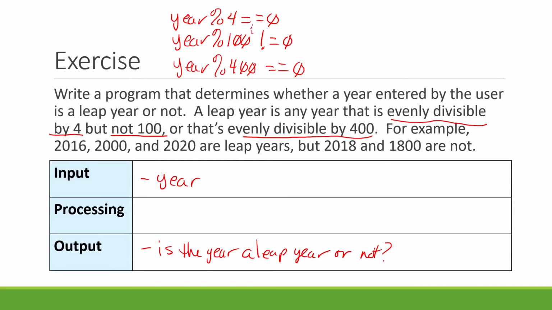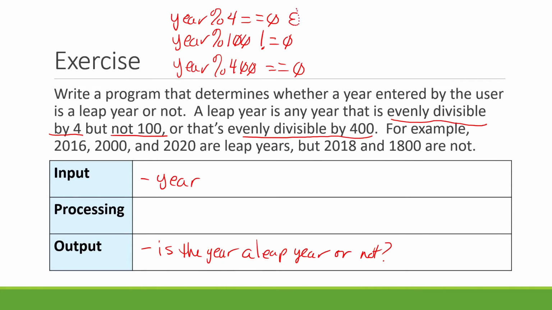So the next thing is, how do we take these three conditions and put them together? In the first part, it says evenly divisible by 4, but not 100. That seems to imply an and, because it has to be evenly divisible by 4 and not evenly divisible by 100. That's why you get years like 1800 that are not a leap year, because even though 1800 is divisible by 4, it's also evenly divisible by 100. So that's why 1800 ends up not being a leap year.